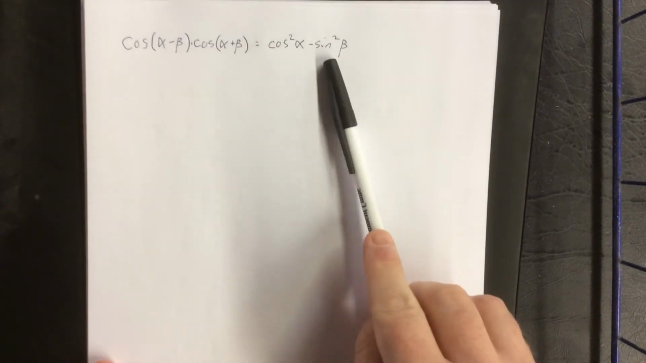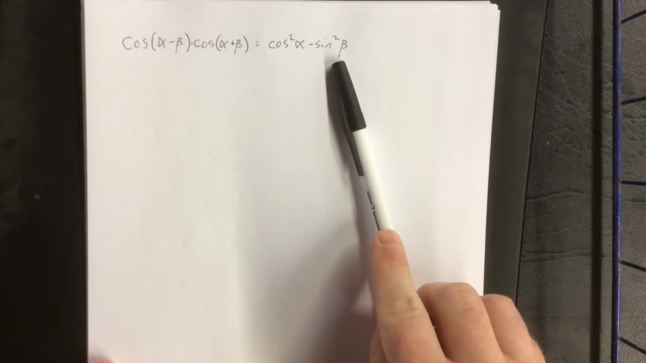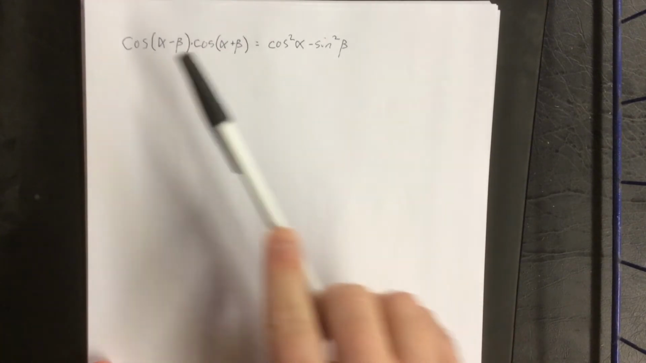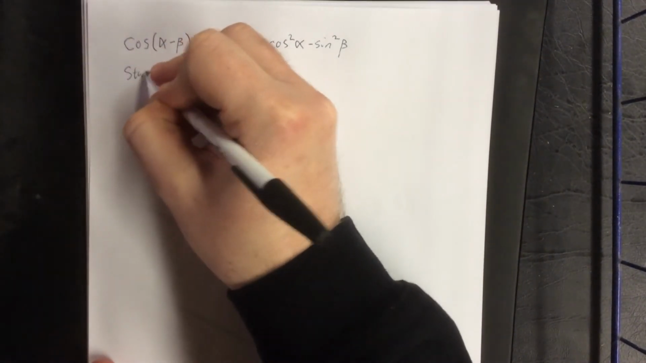The cosine of alpha minus beta times the cosine of alpha plus beta is the cosine squared of alpha minus the sine squared of beta. This one is going to be a little bit complicated. Now, given that the right-hand side is already in terms of cosines and sines, I don't really know where I would start with that one. But I do know a start that I could use for the left-hand side. So I'm going to start with the left side.